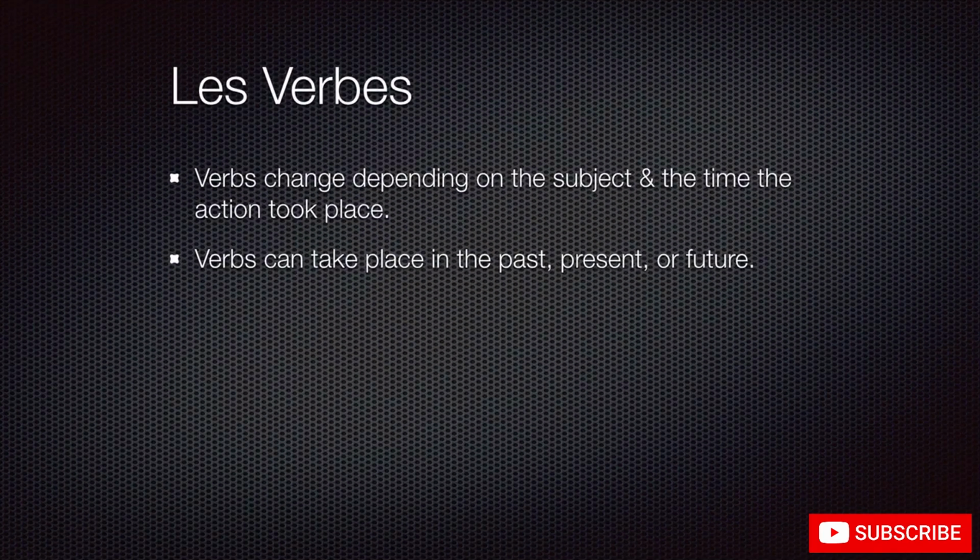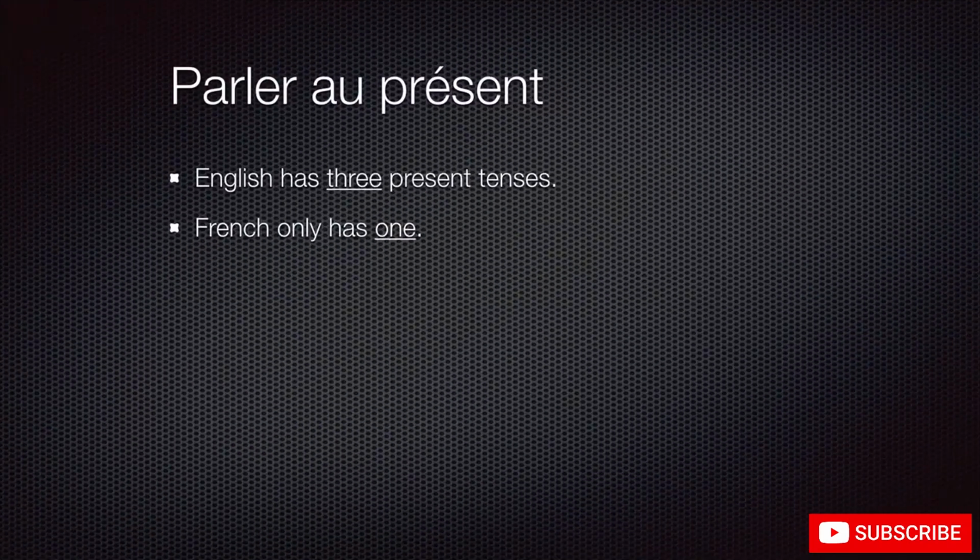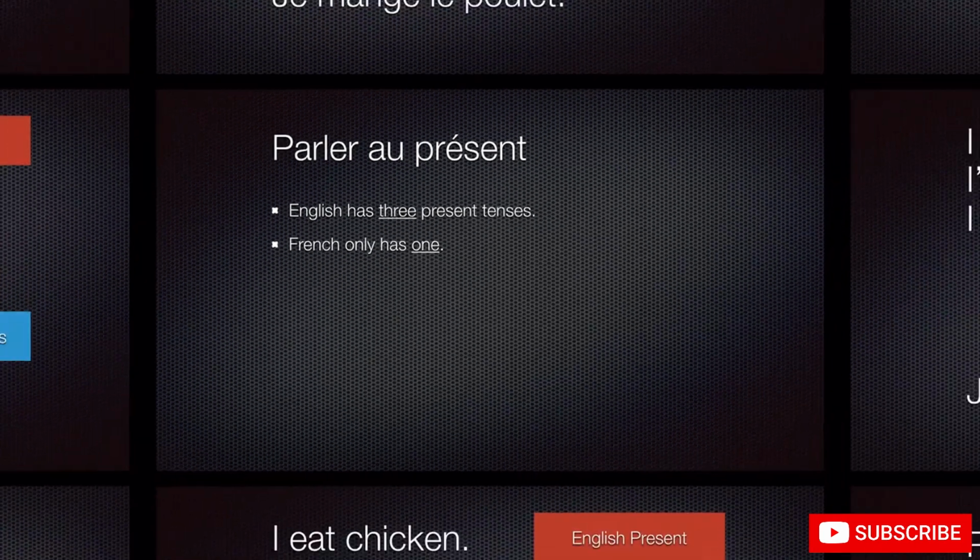So verbs change, even in English, depending on the subject, which is the person who's doing the action, and the time the action took place, whether it's in the present, the past, or the future. We're talking about the present today. In English, there's 3 present tenses, so 3 ways to change the verb to fit different aspects of the present. However, French only has 1, which makes it a little bit easier on French learners. Not so much on English learners, but definitely on French learners.